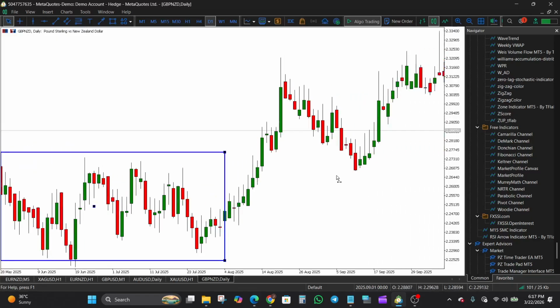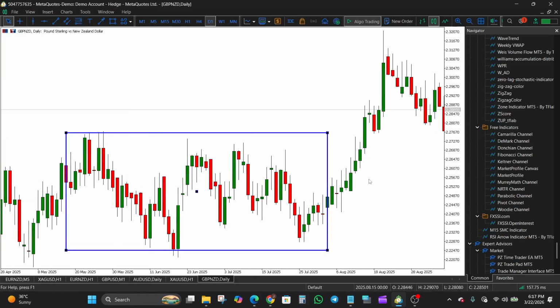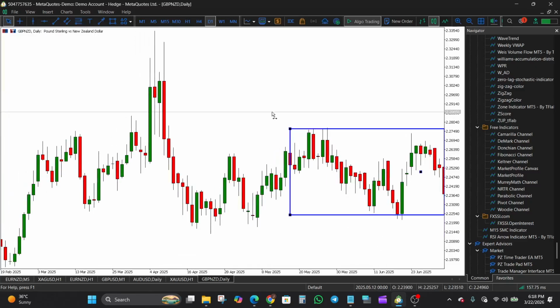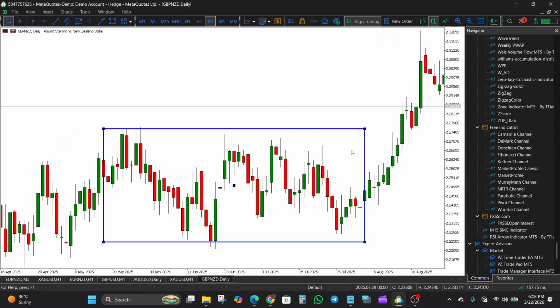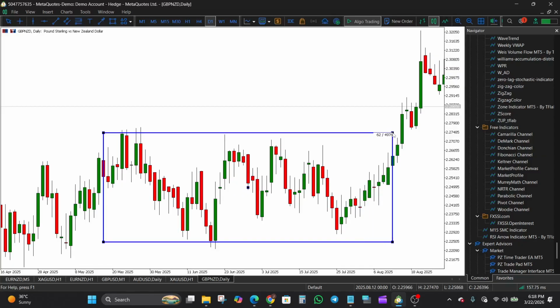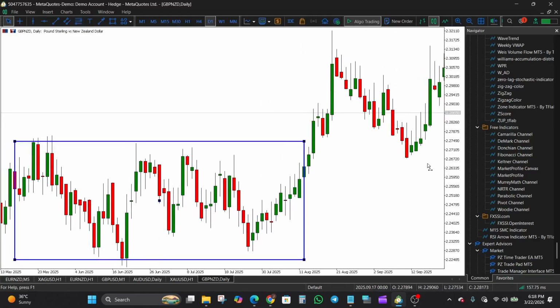Then next we have the consolidation. Price continues to move sideways, but this time it becomes tighter and more structured. This might not be the perfect example, but I'm just using this to explain the concept. Note that during the consolidation phase, price still moves sideways, but it becomes tighter and more structured. You often notice clear support and resistance levels forming.